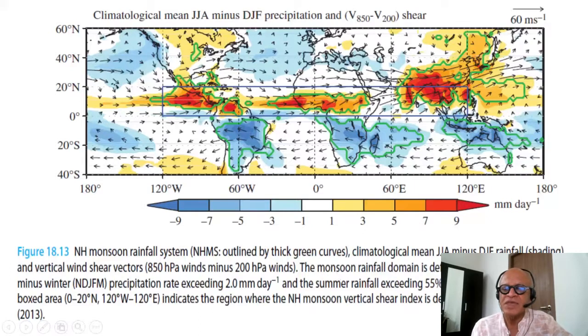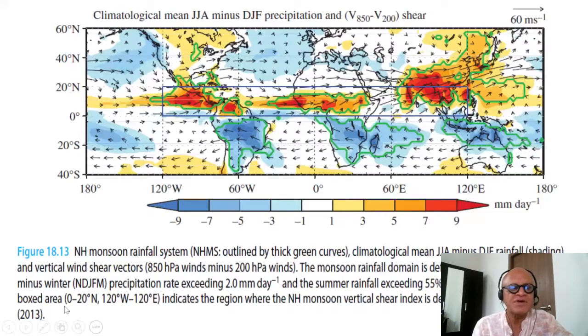Monsoon rainfall domain is identified by the summer monsoon minus winter precipitation rate exceeding 2 millimeter per day, and the local summer rainfall exceeding 55% of the total annual rainfall. So this is the definition, that there is a significant change from the summer to the winter, and the majority of the rain, at least 55% of the annual rain, falls in the local summer.